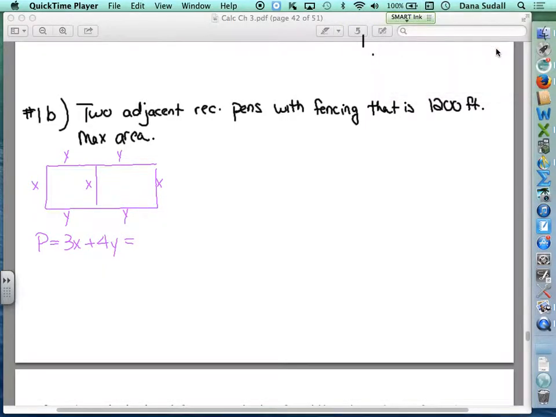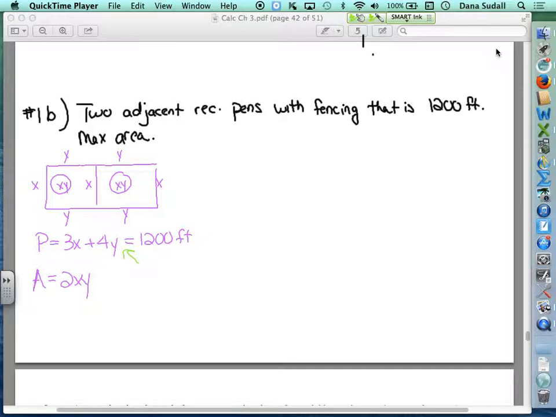And that's the fencing that they told me I have 1,200 feet of. I want to maximize area. So area is my primary equation. The area for this pen is xy. The area for that pen is xy. So I have 2 of those xy's. So this is the equation that I'm going to go through and solve for either x or for y.